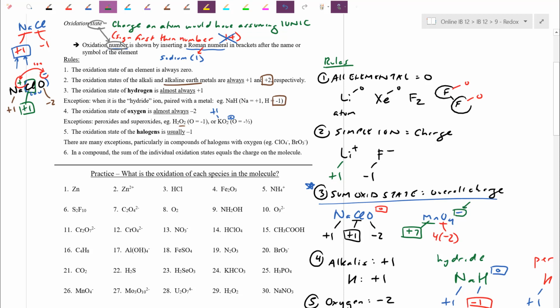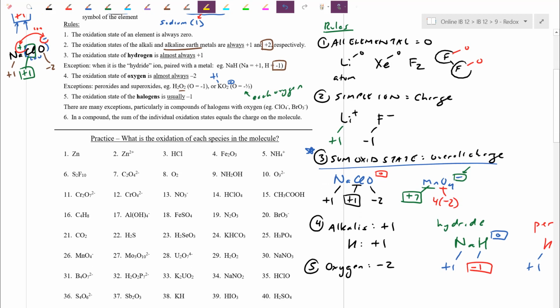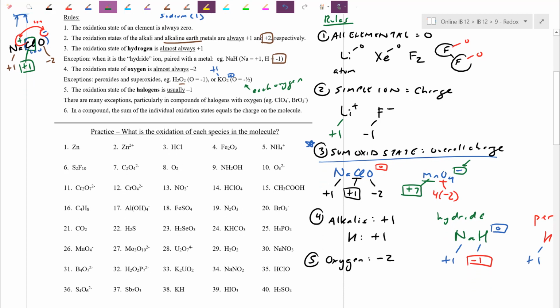Each oxygen has a -½ oxidation number. Sign first in the number. Again, these aren't real charges, so it's totally okay to have the charge equivalent to half an electron here, but this is a number that's going to be important for us to find oxidation reduction. They even add to it here, halogens are also almost always -1. There's many exceptions, particularly with these compounds here.